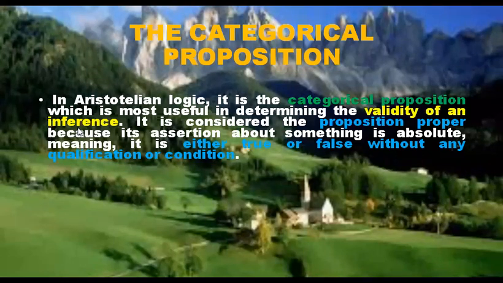So we have the term, which is word or words, the proposition, which is the statement, and then combining the propositions, we will go to inference or the reasoning. We will know whether it's correct or not. It is considered the proposition proper. No? So ito na ang hanap ng mga tao because its assertion about something is absolute, meaning it is either true or false without any qualification or condition. So this is it. Categorical proposition. So next is how can it move? Ayun.